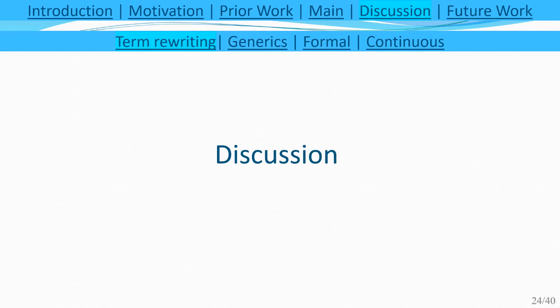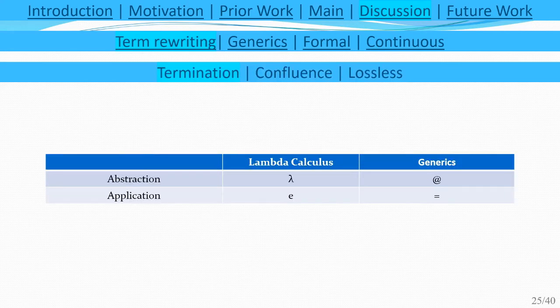Discussion. A natural first question is whether rewriting will terminate. Any language with both an abstraction and application operator is Turing complete and will manifest the halting problem. Generic rewriting is guaranteed to not terminate for some inputs.